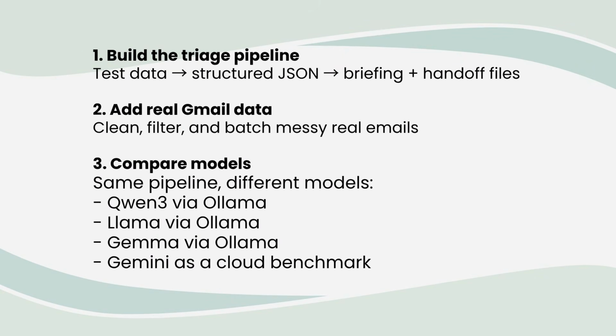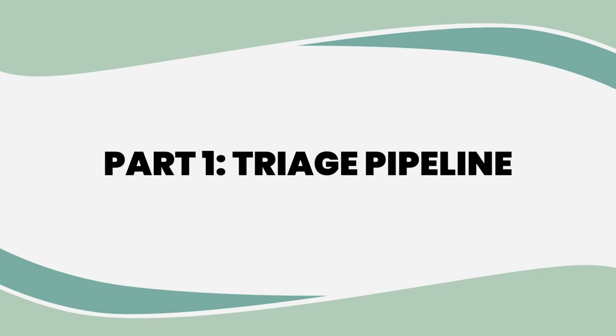In this video, I'm going to break the experiment into 3 parts. First, I'll build the communication triage pipeline with the test data, so the data flow is easy to see. And then I'll swap in real Gmail data, because real email is much messier than clean test data. And at the end, I'll use the same pipeline to test different models, local Llama models and Gemini for a baseline, so I can compare speed, schema reliability, and output quality.